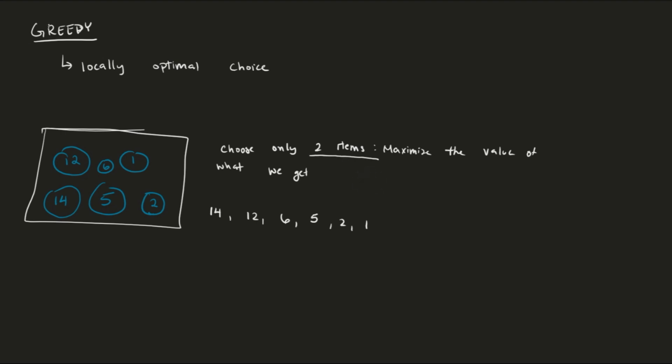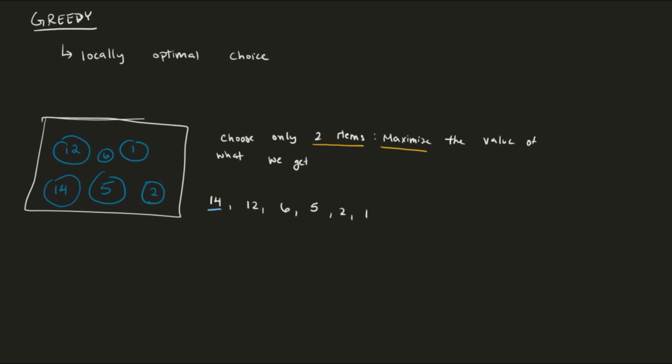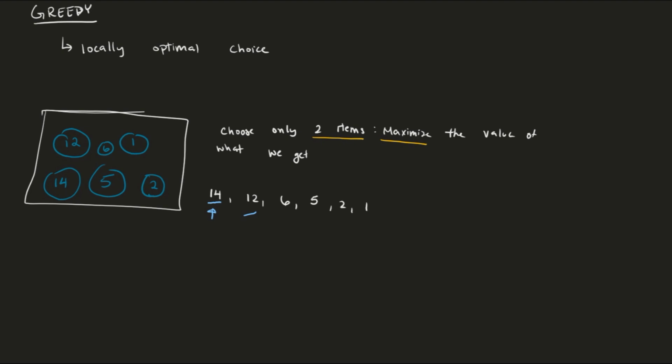If you want to choose the 2 items that maximize the solution, well, we'll do what general problem solving tells us. First, choose the best one, 14. In our second item, we choose 12. So here, we're choosing the locally maximum solution, being our locally optimal choice, and therefore, this is a greedy method to solving this question.